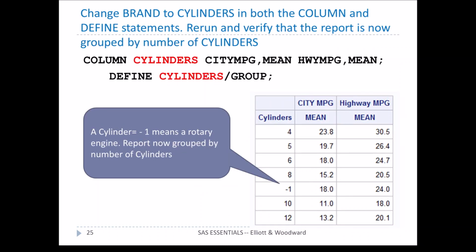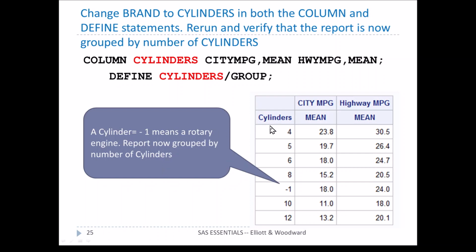Now let's change the brand to cylinders in both the column and define statements and rerun to verify that the report is now grouped by the number of cylinders. So here we have column cylinders, city miles per gallon mean, highway miles per gallon mean, and we define cylinders by group. So here we now have the data ordered by cylinders and then the mean miles per gallon. Notice here that there's one cylinder that's a -1, and that's a rotary engine, and those are, I believe, Mazdas, and so we have a sort of peculiar one there.